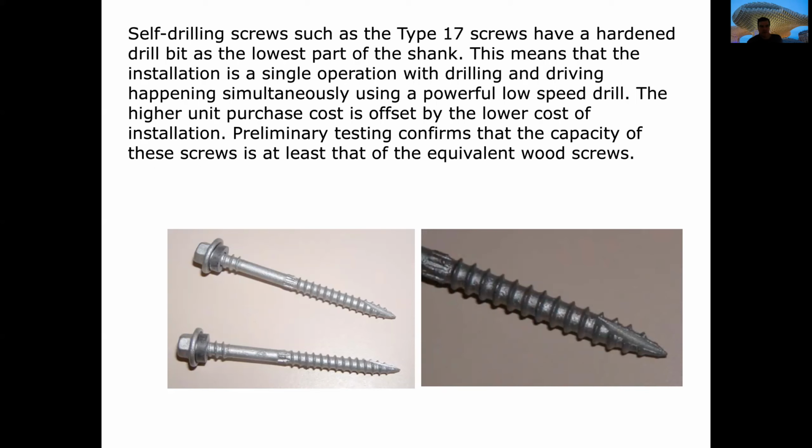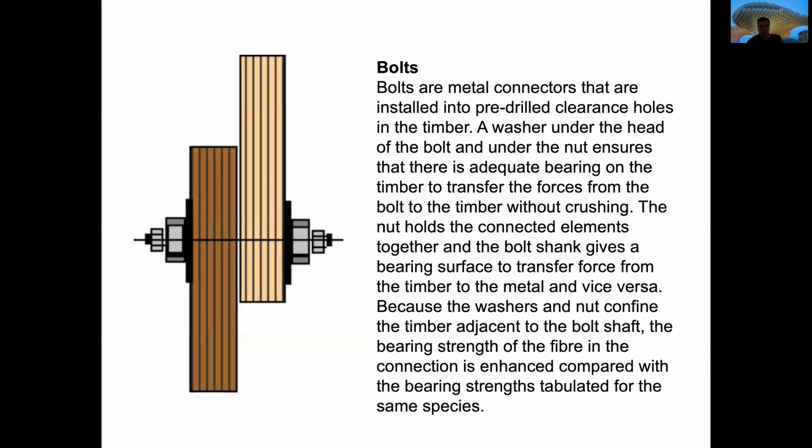Self-drilling screws, such as the type 17 screws, have a hardened drill bit that is in the lowest part of the shank. And that means that the installation is very easy and very simple with a low speed drill. And this will allow a very fast connection between the elements.